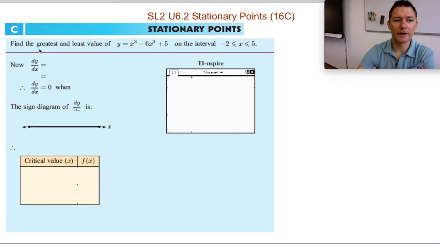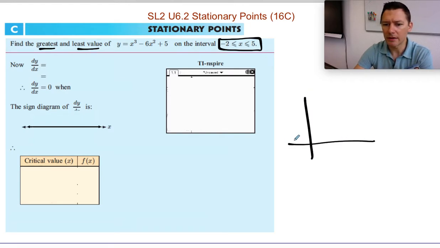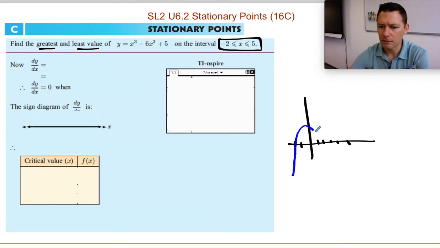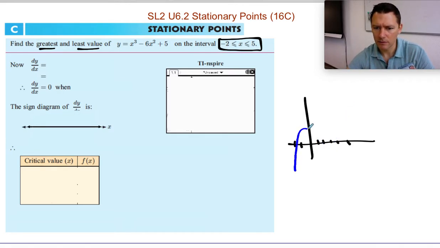So we want to find the greatest and least value. They're being sneaky. They give you an interval. So it might be that between -2 and 5, it's doing something like this. Well, I bet it's doing something like this. It's going up, going down, and going to here.